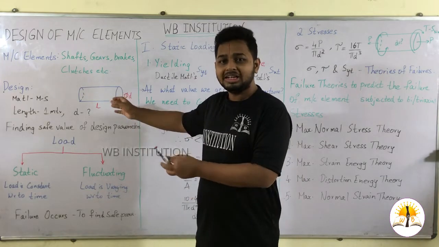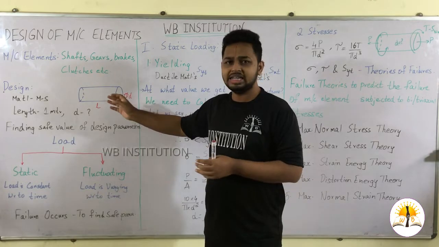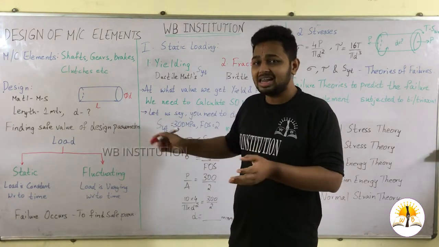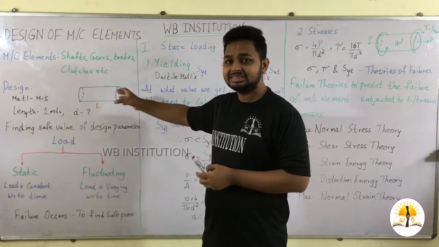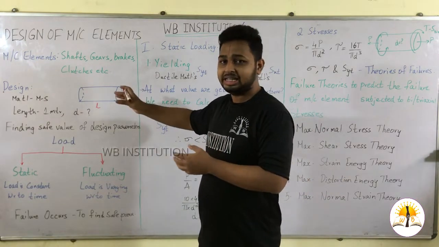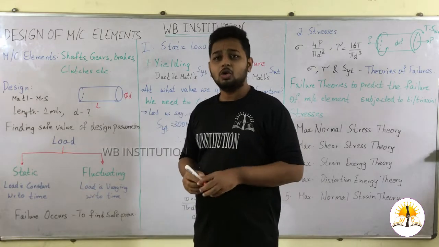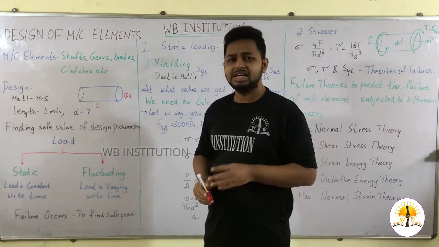Now what are the properties we are going to find in this shaft? They will mention all the details of the load applied on the shaft. Now we have to calculate only the diameter, so at what diameter the shaft will be at the safest point. The ultimate load or the yield point will be mentioned in the question. For that yield point we have to calculate the diameter of the shaft.